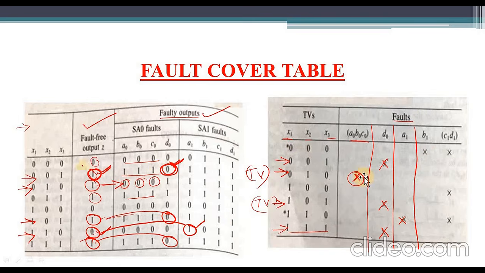So all these input combinations are called test vectors. What exactly does a test vector mean? It is the input combination which yields a different output than the fault free output if there is a fault. So if the previous output and current output are changed according to the input combination, then that particular input combination will be referred to as a test vector simply.